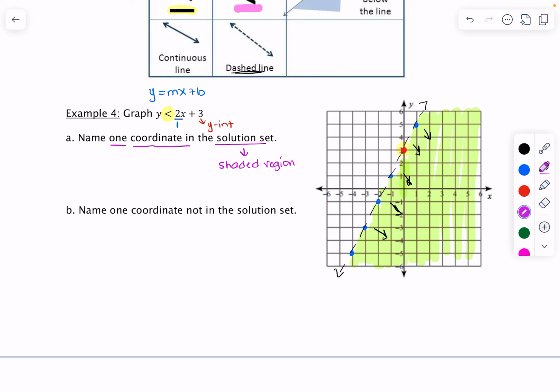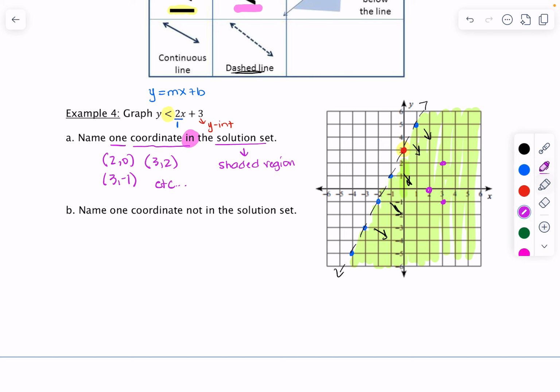So it's in the green. So I could say this point is a point in the shaded region. This point works. This point works. So I could say (2, 0), (3, -1), or (3, 2), etc. Any coordinate pair that is in the shaded region. Okay, so that is a coordinate pair that is in the solution set.